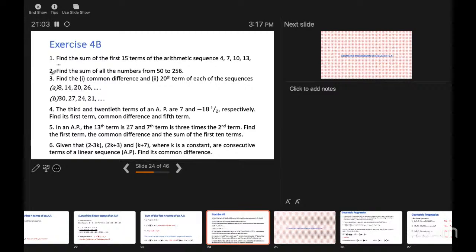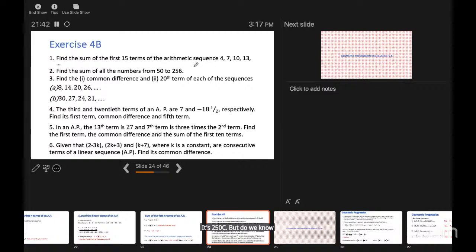Then for number 2, find the sum of all numbers from 50 to 256. This is 1015. The sum of all the numbers. So we know A. What is our A? 50. We know the last term. It's 256. But do we know N?